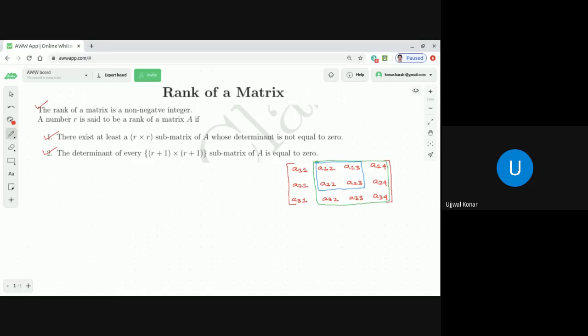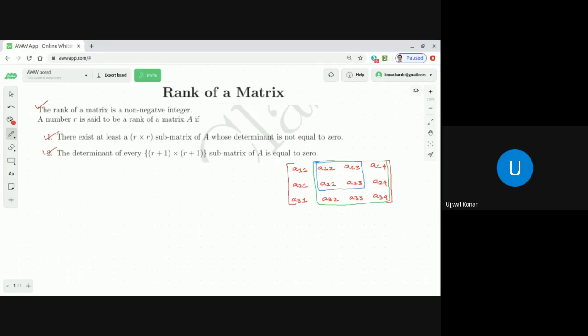By the definition that you said, I need to construct all 3x3 submatrices and find their values. If the values are not equal to 0, then I can say rank 3. If it comes to 0, then I need to compute every 2x2 submatrix. The moment we get one submatrix which is not equal to 0, we can say yes, it is 2, subject to the condition that the determinant of any 3x3 submatrix is 0. But the entire process will take time.